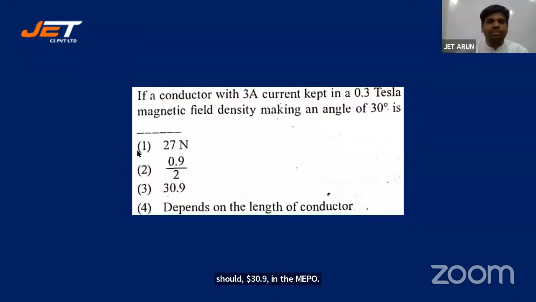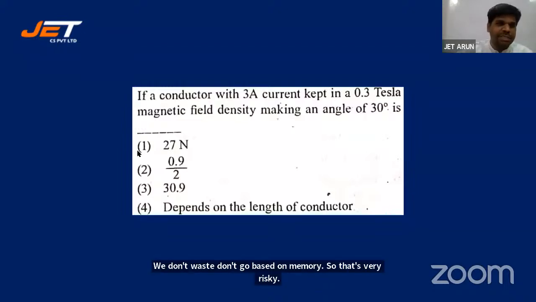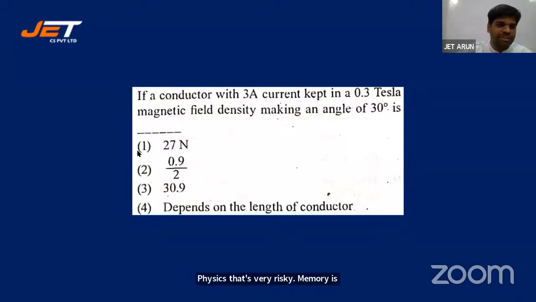Don't go based on memory, students. That's very risky. In physics, that's very risky. Memory will cheat you sometimes. The ones who have answered 30.9, I would like to know how you got 30.9. All right, let's go to the next one.